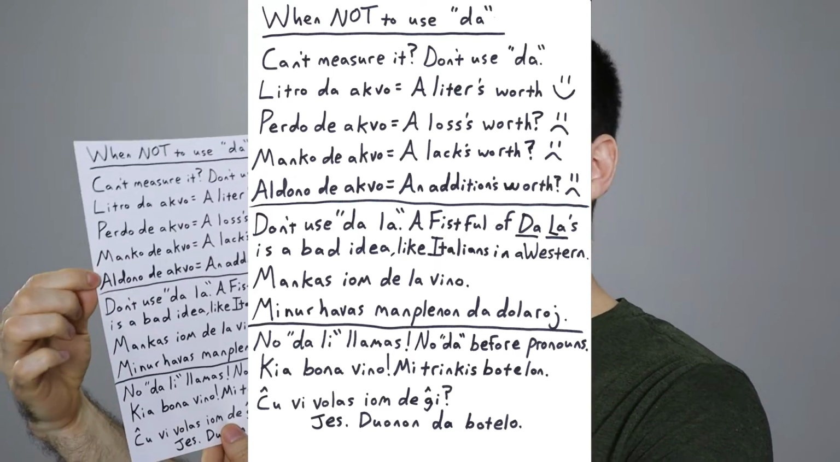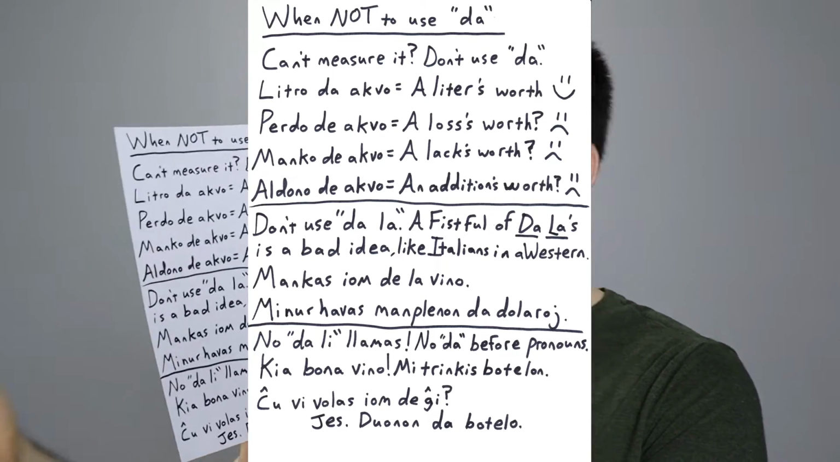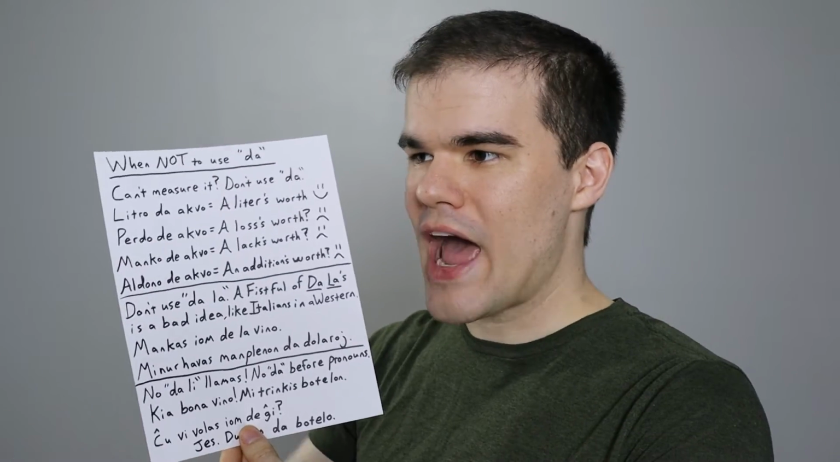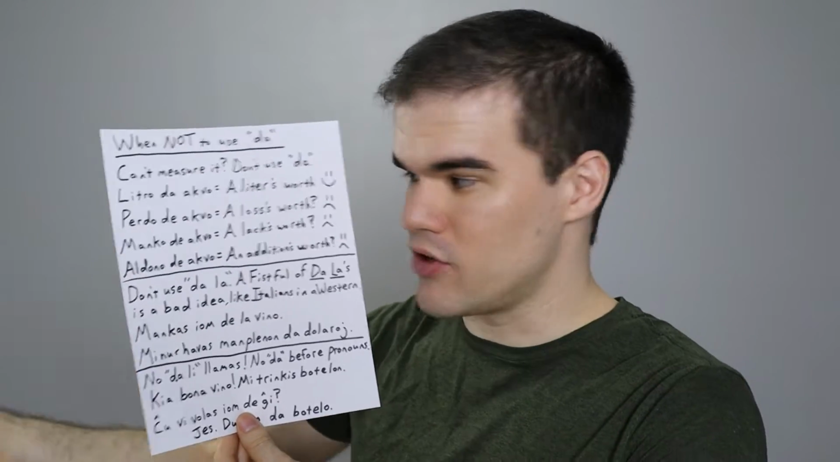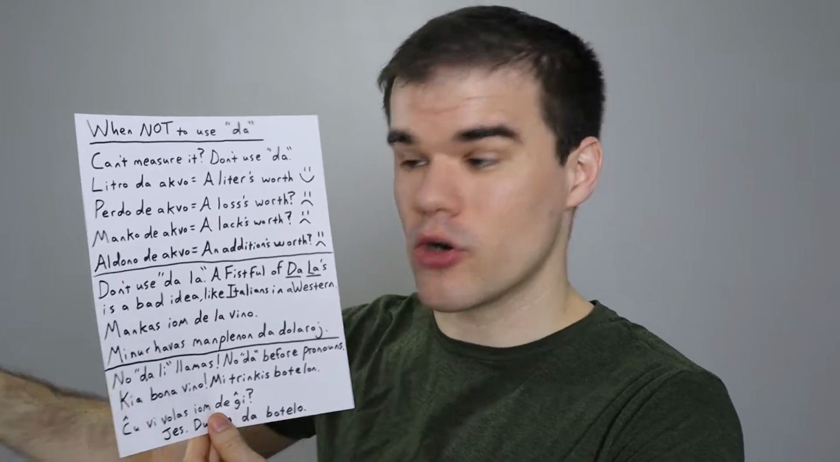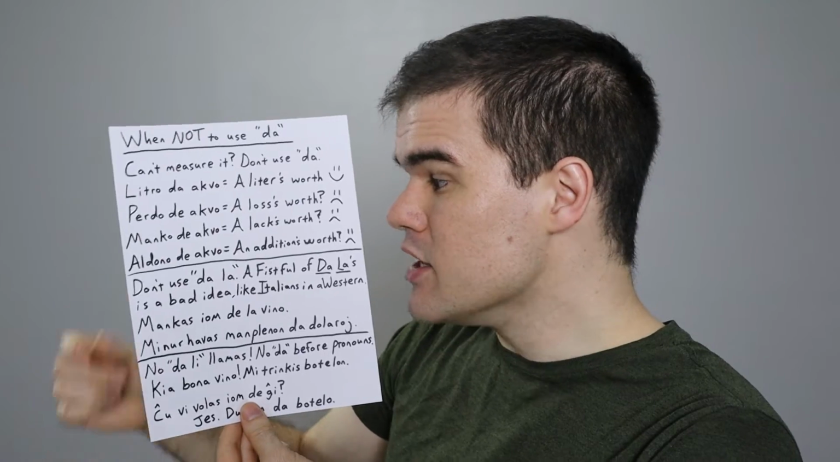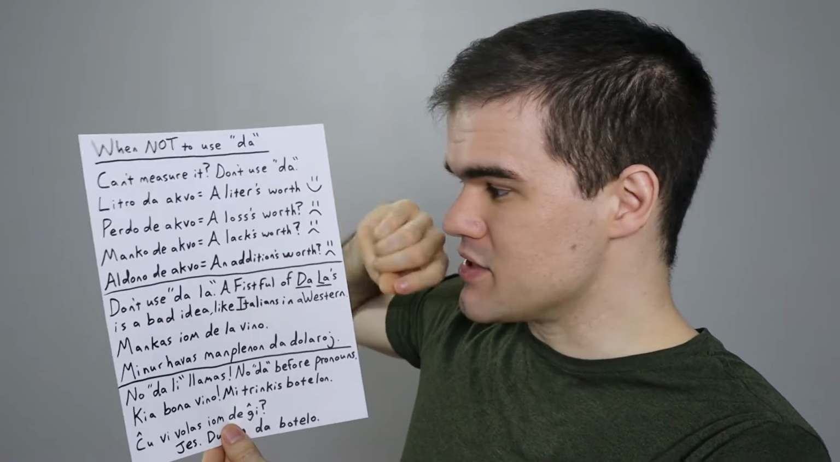Or aldono would be an addition of water. Oh yes, I was making a potion, I added some water and oh poof, now it all is great. So well, you didn't do half an addition, you either added it or you didn't. You either have a loss or you don't, or you have a lack or not. So aldono de akvo. Now you can separately specify just how much water it was, but that's a separate statement that's needed. So you wouldn't say an addition's worth of water or a lack's worth of water. That's why there's frowny faces next to those.